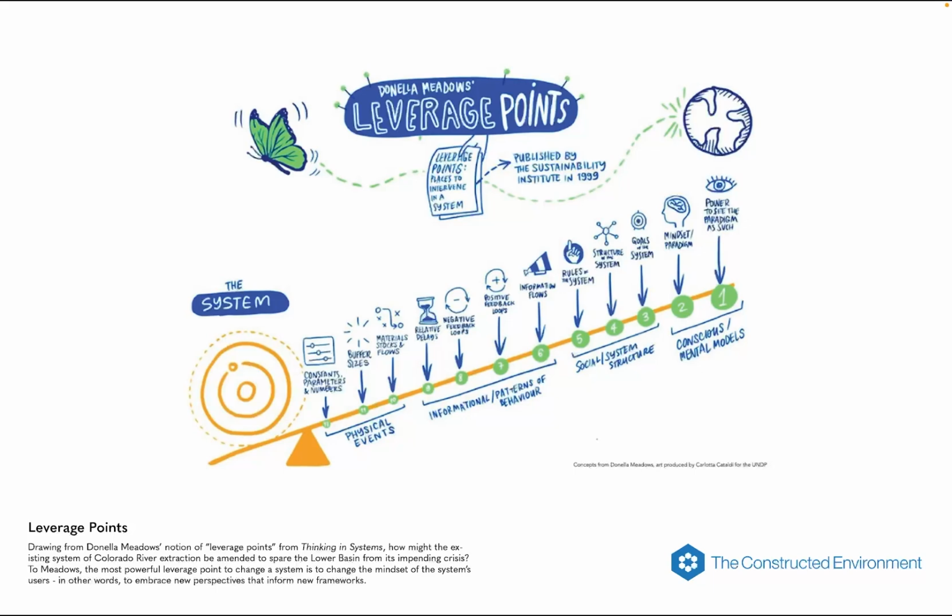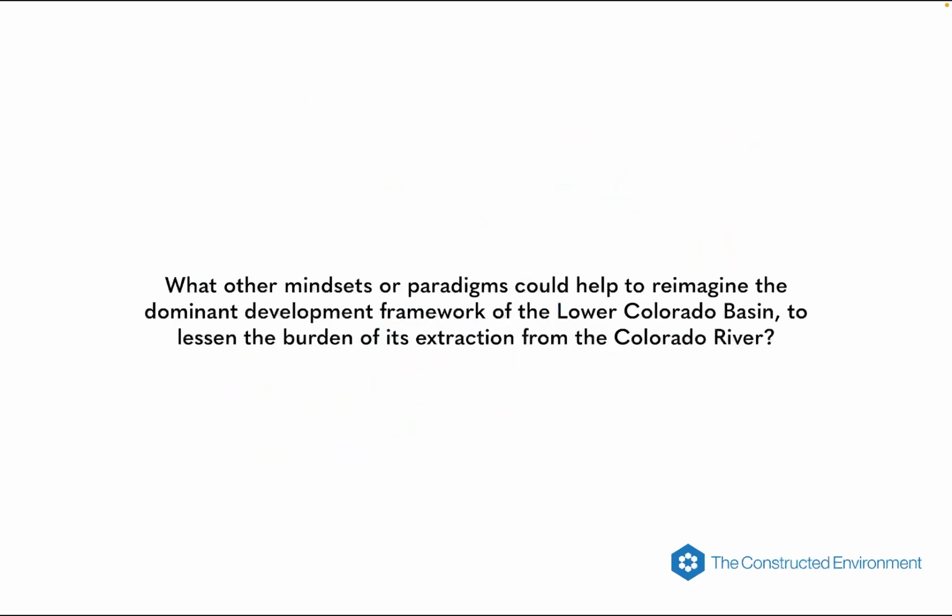Drawing from Donella Meadows' notion of leverage points from Thinking in Systems, how might the existing system of Colorado River extraction be amended to spare the lower basin from its impending crisis? To Meadows, the most powerful leverage point to change a system is to change the mindset of the system's users. In other words, to embrace new perspectives that inform new frameworks. What other mindsets or paradigms could help to reimagine the dominant development framework of the lower Colorado Basin to lessen the burden of its extraction from the Colorado River?